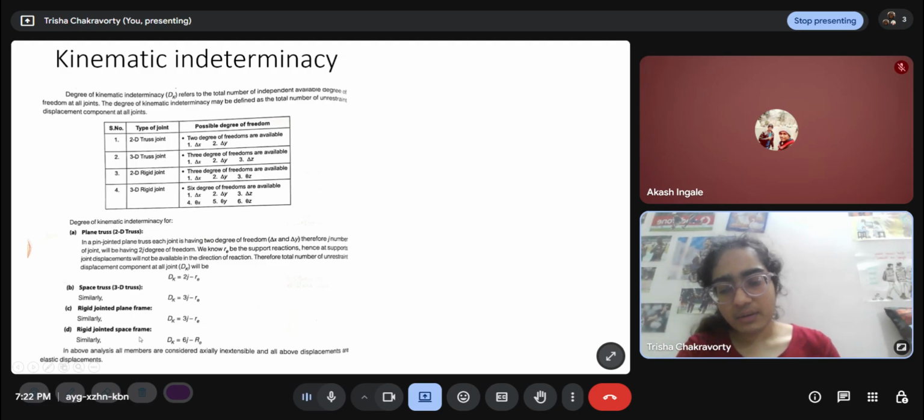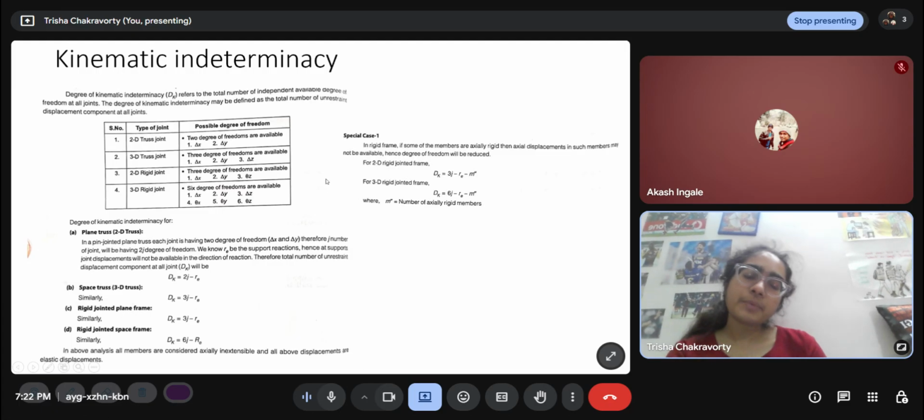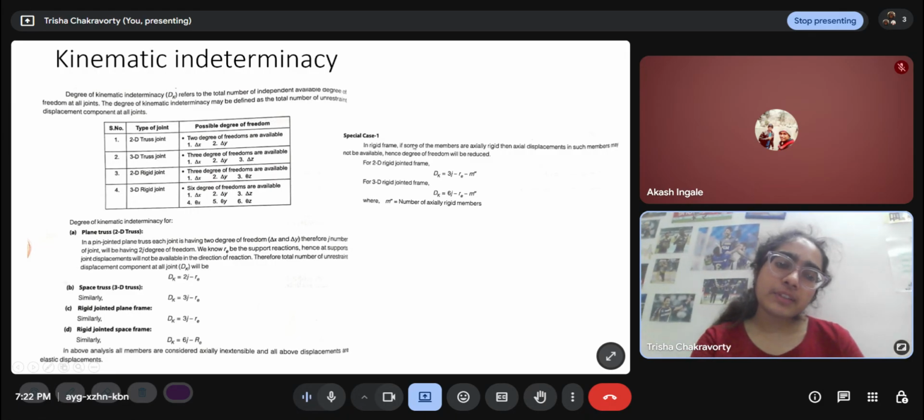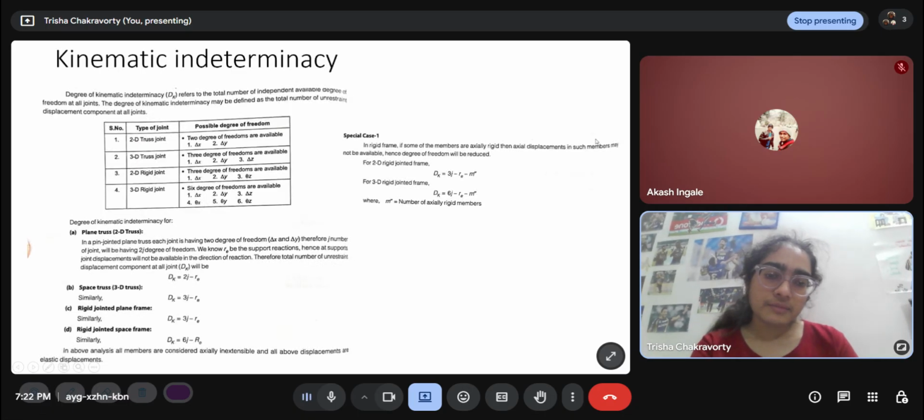So in the above analysis, all members are considered axially inextensible, and all the above displacements are elastic displacements. For special cases, in a rigid frame, if some of the members are axially rigid, then axial displacements in such members may not be available, hence the degree of freedom will be reduced.